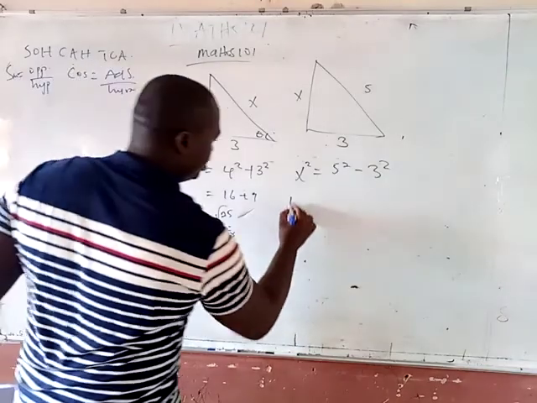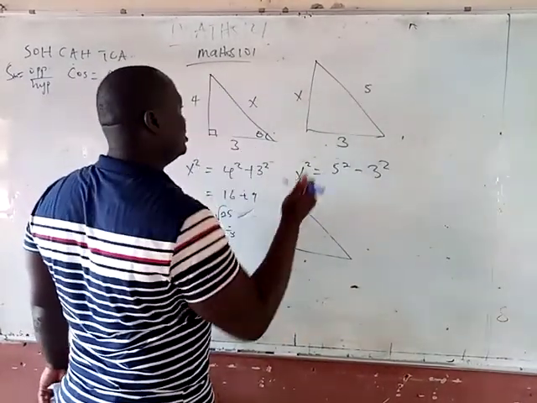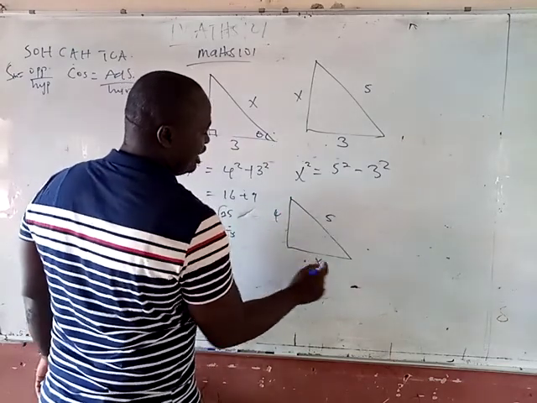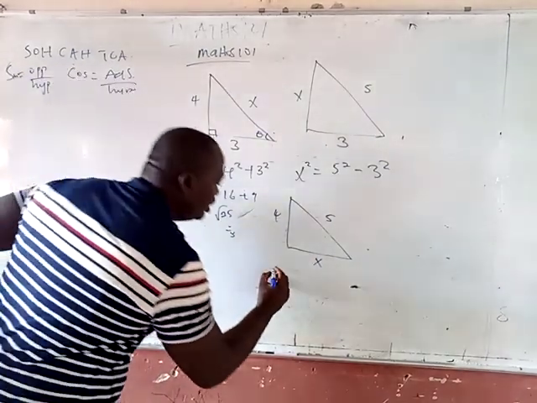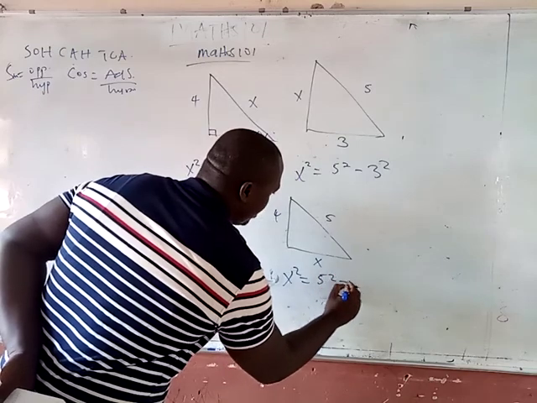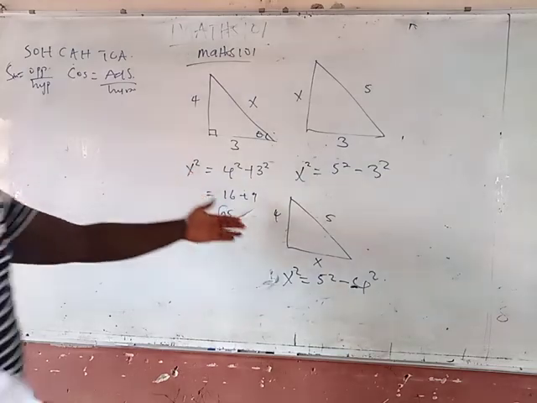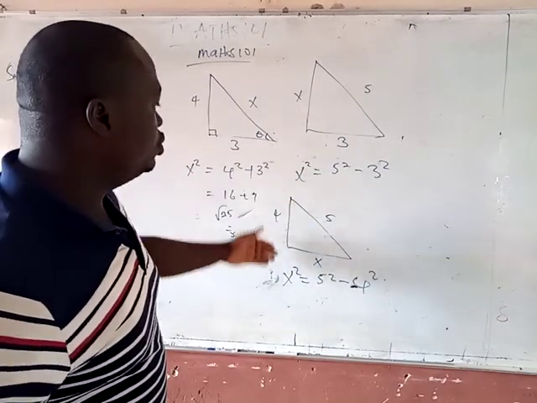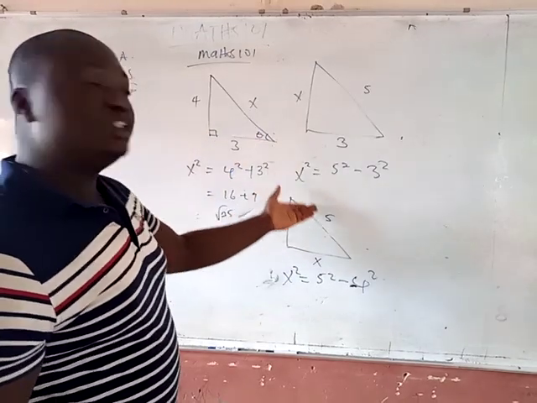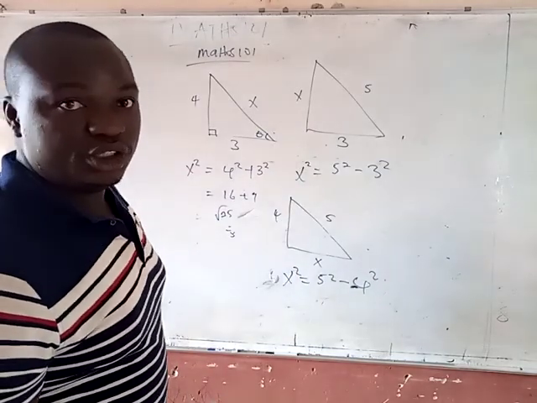What if I come and change and I give you something like this? I give you a value. For example, let me say here is 4, here is 5, and here is what you want to determine. So it's still going to be x squared is equal to 5 squared minus 4 squared. So I'm trying to do it so that you know how to solve, because sometimes some of my students have issues with getting this side while solving this question. So you need to be very good in the Pythagoras theory.